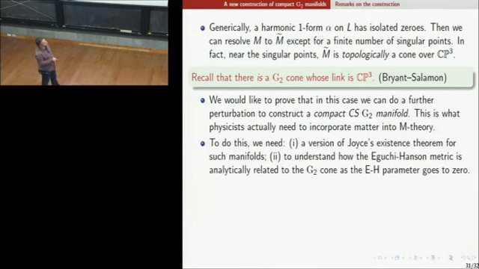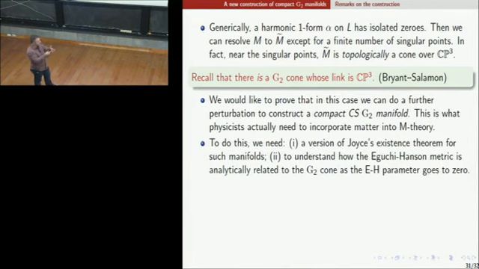So we need to do enough further perturbation. To do this, you need to get a version of Joyce's existence theorem for CS manifolds. This is probably not hard. The part that Dominic thinks is too hard, and I'm luckily too naive to believe him, so I'm going to try it, is to understand how the Gibbons-Hawking metric is analytically related to the G2 cone, as the Gibbons-Hawking parameter goes to 0.